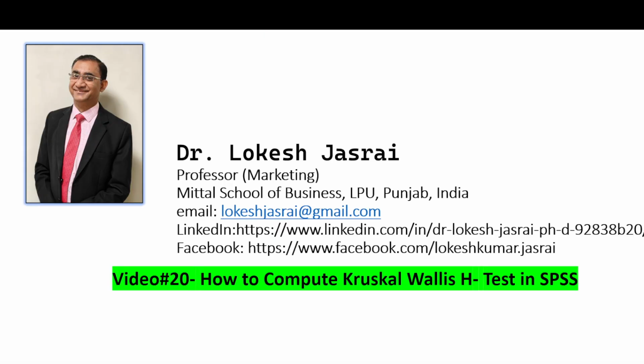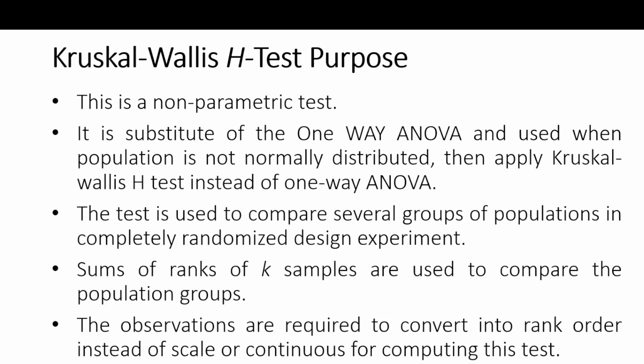Lokesh Desai, and in this video we are going to discuss how to compute the Kruskal Wallis H test in SPSS. So let us understand the purpose of the Kruskal Wallis H test. This is a non-parametric test. It is a substitute for the one-way ANOVA and is used when the population is not normally distributed. Then apply the Kruskal Wallis H test instead of one-way ANOVA.